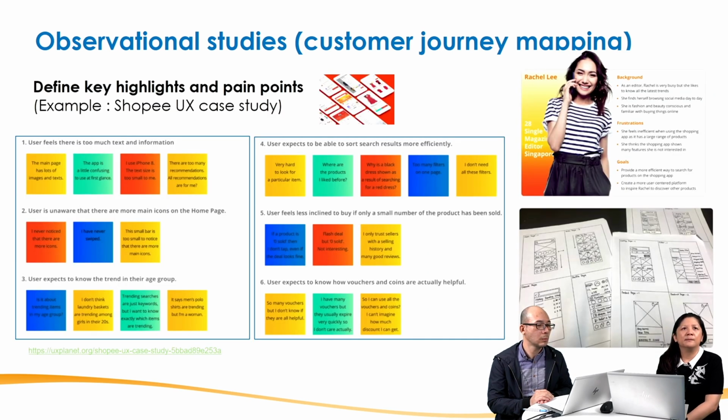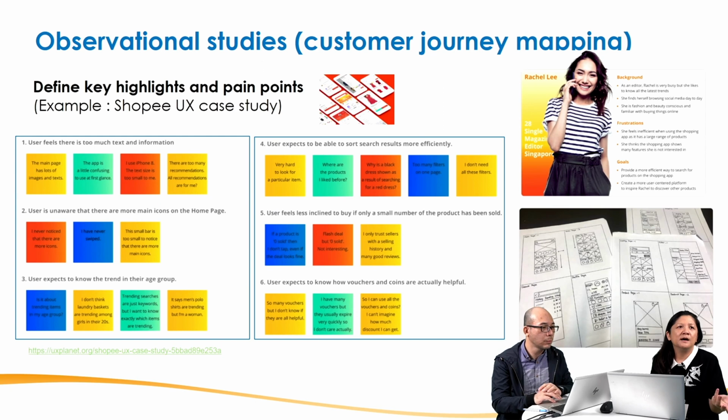Okay, an example of an observational study using customer journey mapping is this example from the Shopee UX case study. The case study here is trying to understand the customer pain points in terms of navigating Shopee's mobile tool. So during the interviews and observational research, a few pain points were uncovered. For example, the user feels that there's too much information and text on the mobile tool. The user is unaware that there are actually more icons on the home page, and they expect to know more about the trends in their age group and other areas. For example, they expect to be able to sort the search results more efficiently, and so on and so forth.